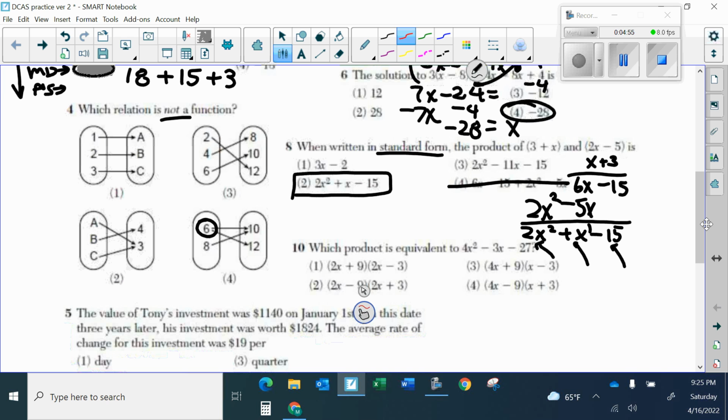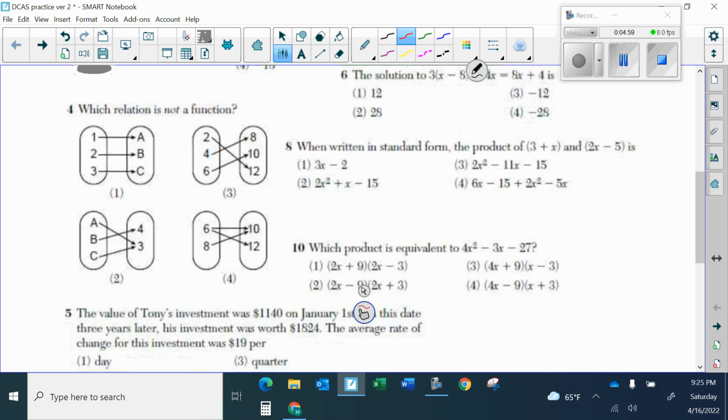Which product is equivalent to that right there? If I look at the first term times the first term on all these, I'm going to get 4x squared. So that didn't help me at all. Okay, that's 4x squared. If I multiply the last two terms together, I'm going to get the negative 27. So that didn't help me at all.